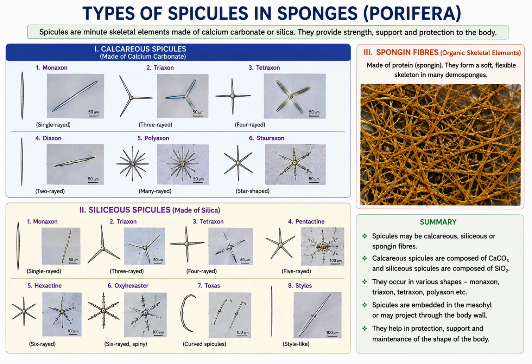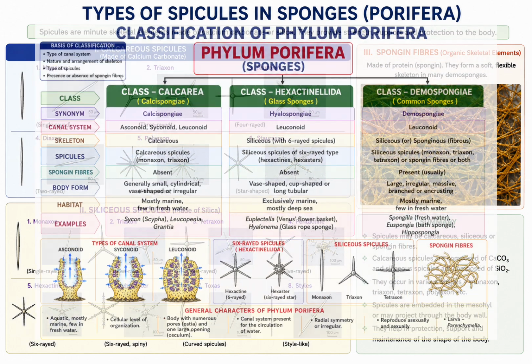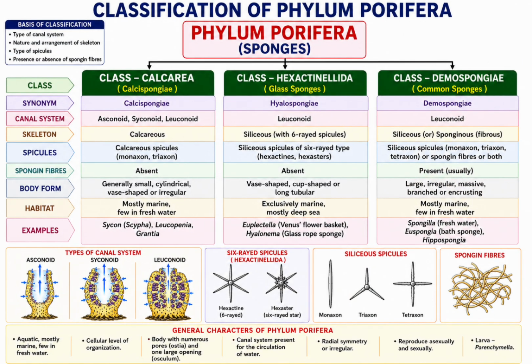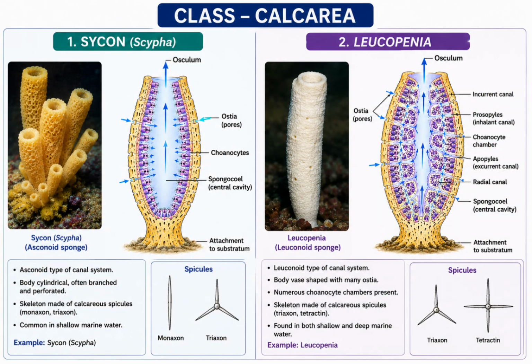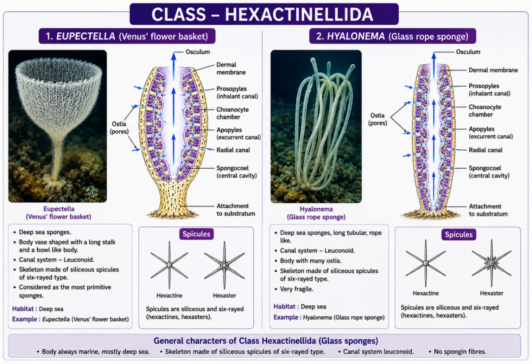There are major three classes in phylum Porifera, and these are class 1 Calcarea. Calcarea having calcareous spicules. They are marine habitat and the canal system may be asconoid, syconoid or leuconoid type. Examples are Sycon and Leucosolenia. Then the class 2 is Hexactinellida, otherwise known as glass sponges. They are mostly deep marine, siliceous skeleton made up of silica. Six rayed spicules are present there. An example is Euplectella.